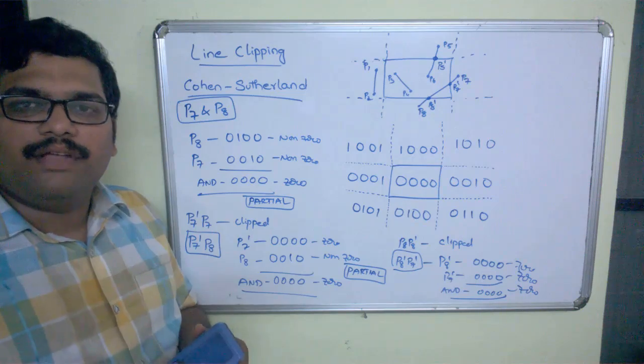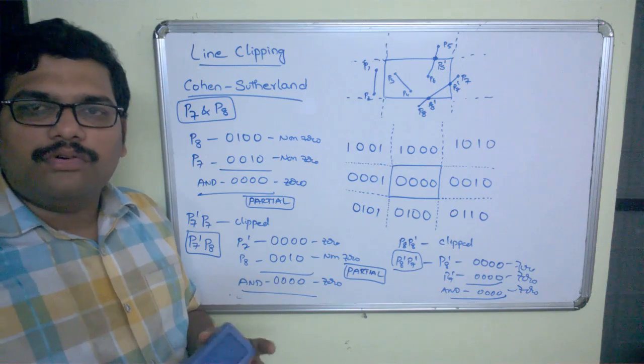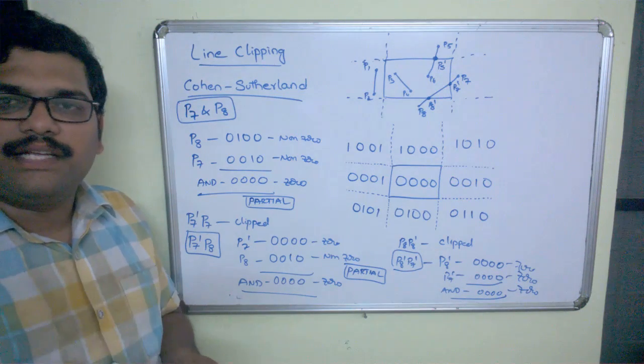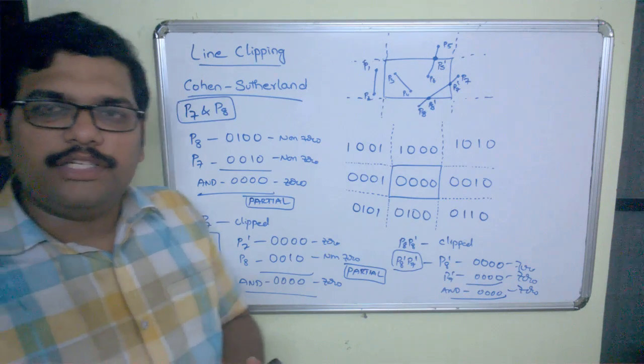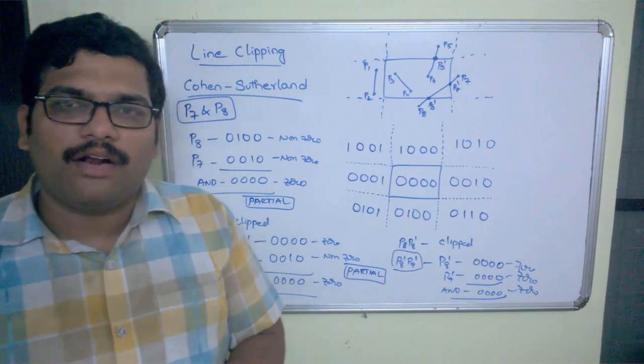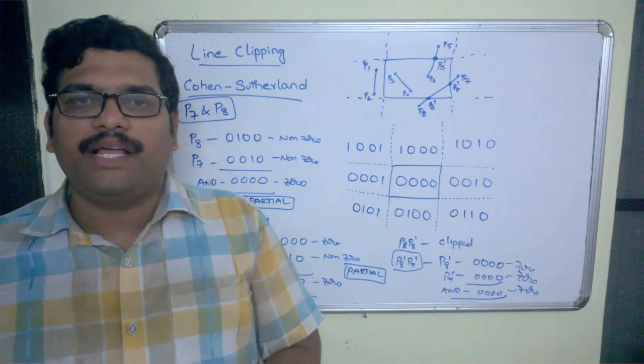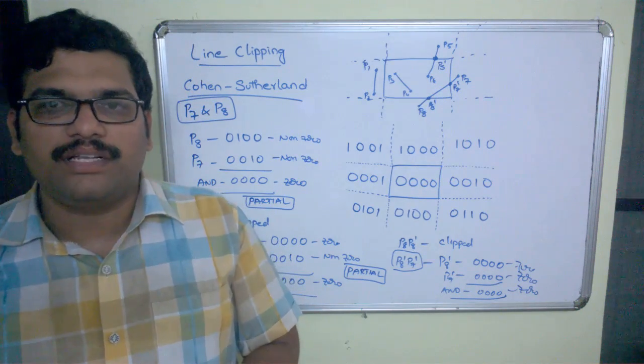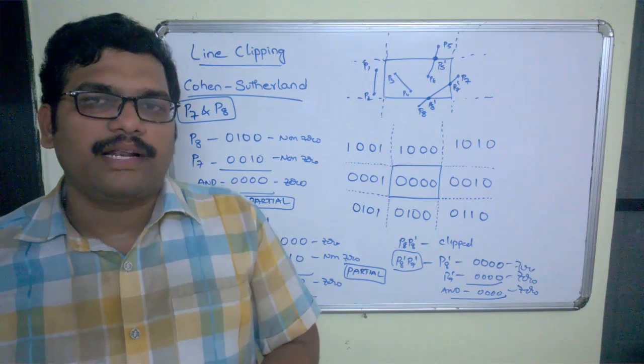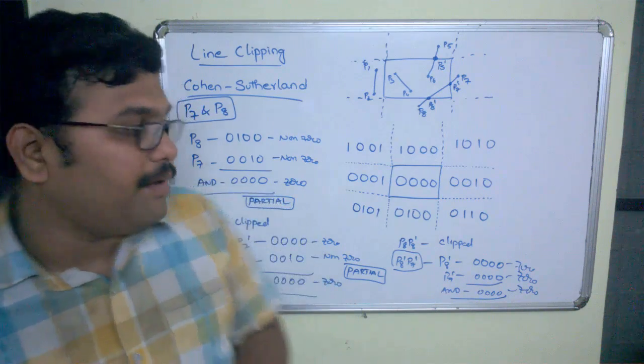If both the points have zero region codes, that means the complete line is inside. And if the region codes of both points are non-zero and the AND operation is also non-zero, that implies the line is completely outside the window. So we need to reject that particular line.